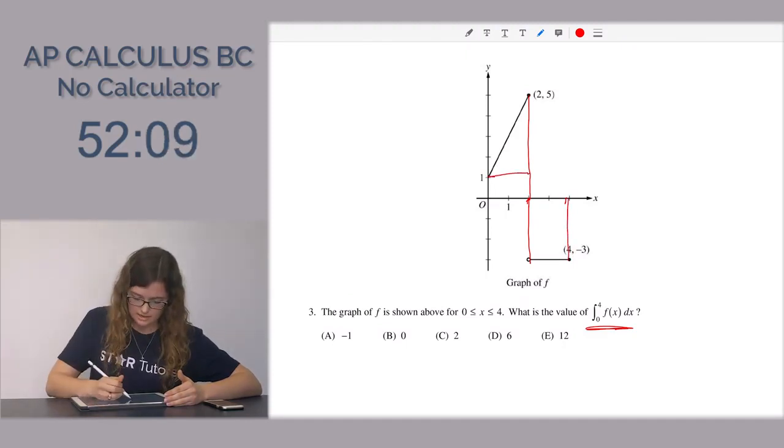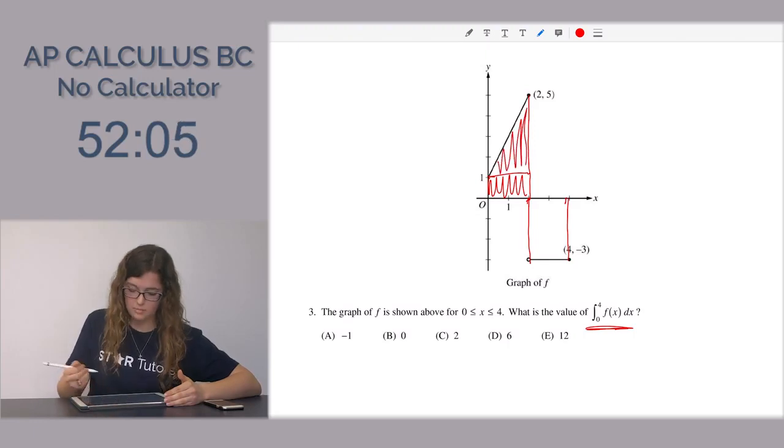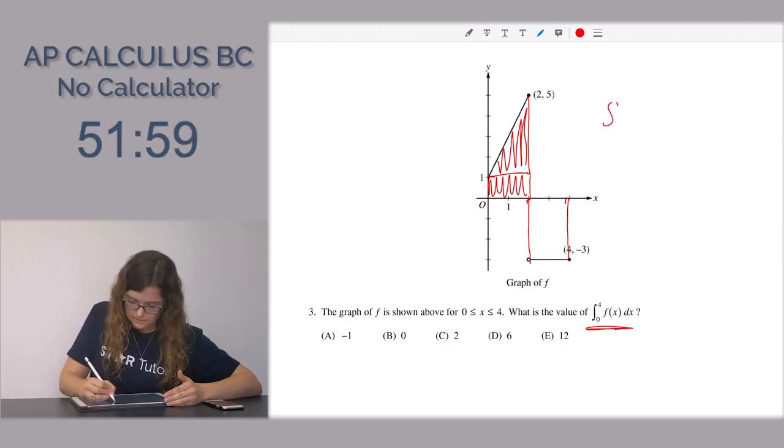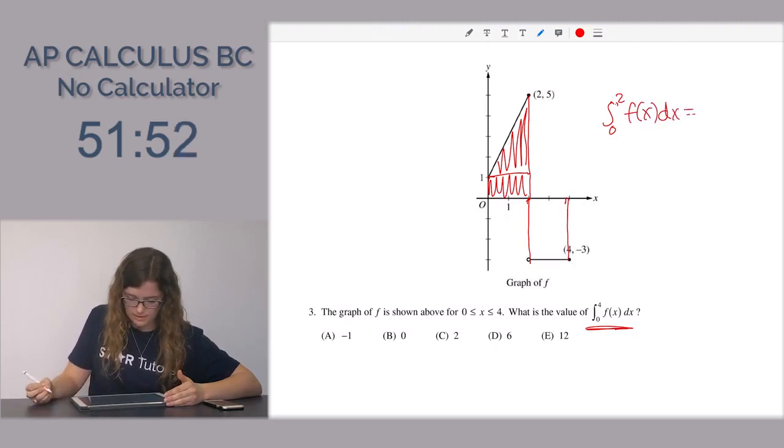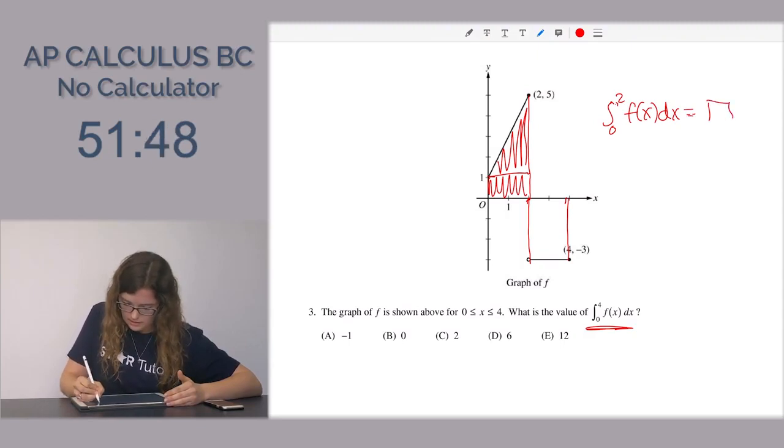There's the part above the x-axis, and there's the part below the x-axis. I have to remember that the area below the x-axis is going to count as negative when I'm taking this integral. So first of all, we've got the integral from 0 to 2, which is this area here. I've broken it up into a rectangle and a triangle, so the rectangle's area plus the triangle area.